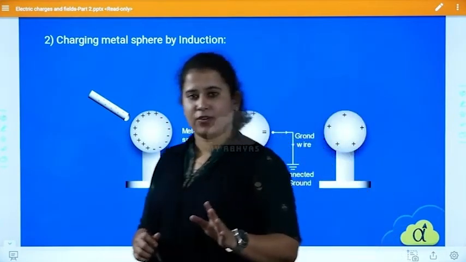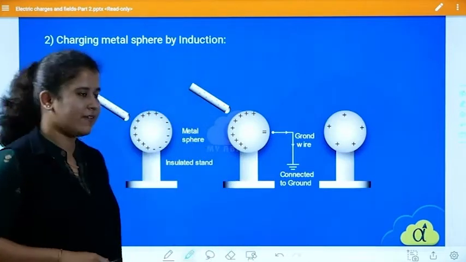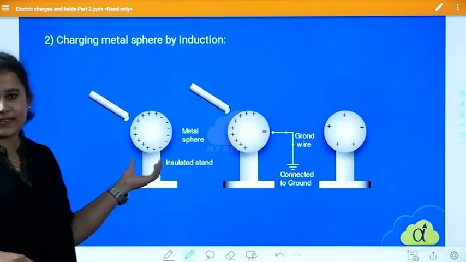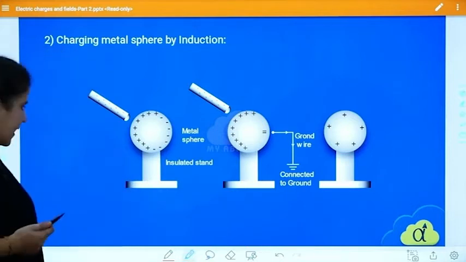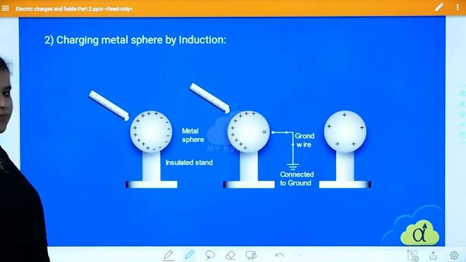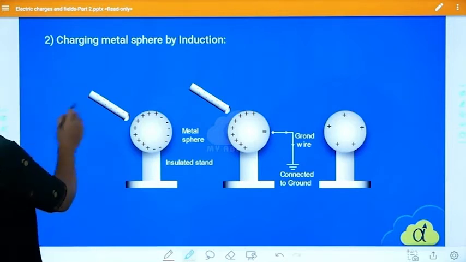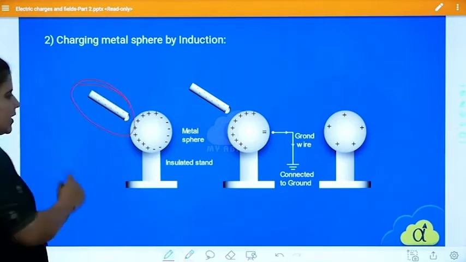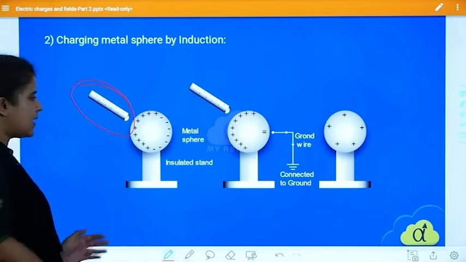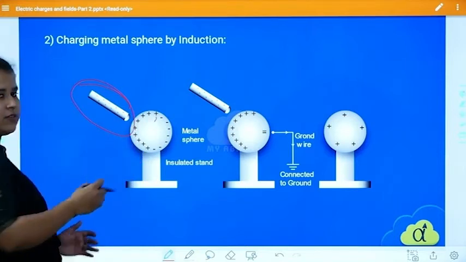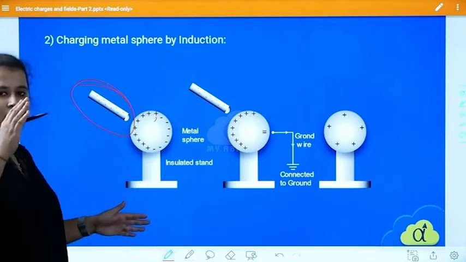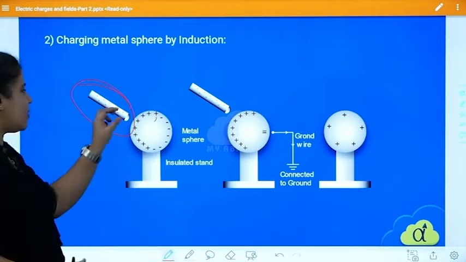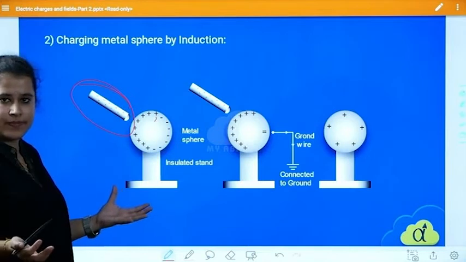First, I'll take one sphere, which is again uncharged, and it is a metal sphere. Metal sphere means what? It has free electrons. After that I'll bring a negatively charged rod towards it. What happens? This side becomes positive because unlike charges attract, right? And at the other end all the negative charges go because like charges repel, right?